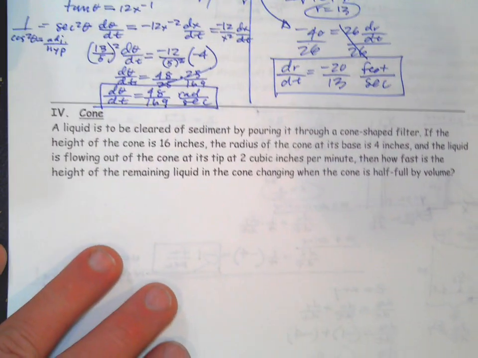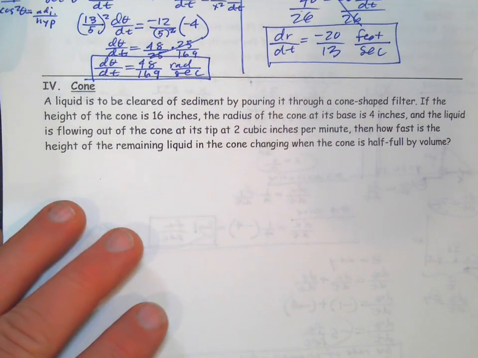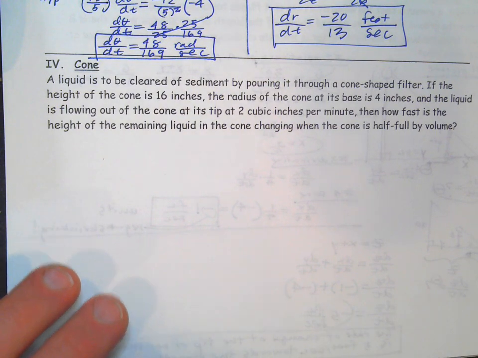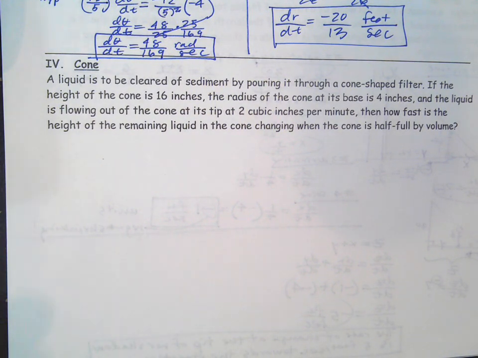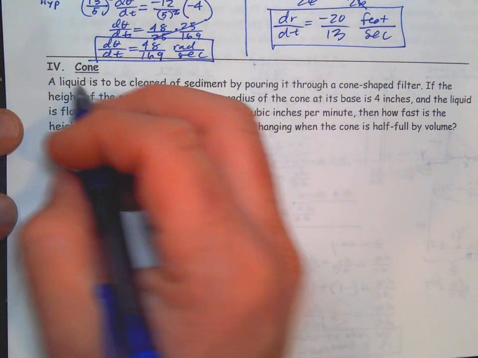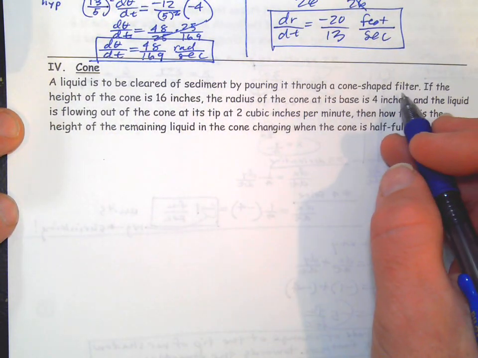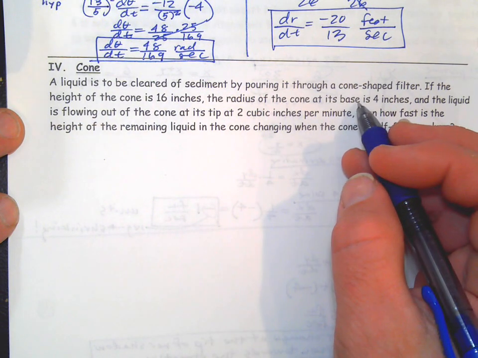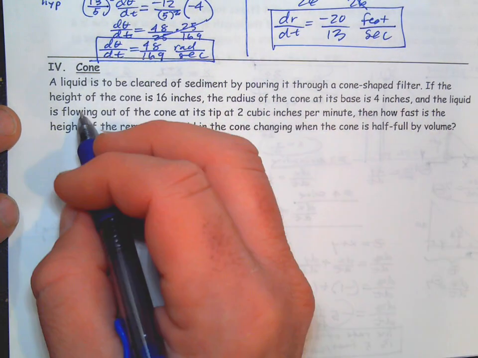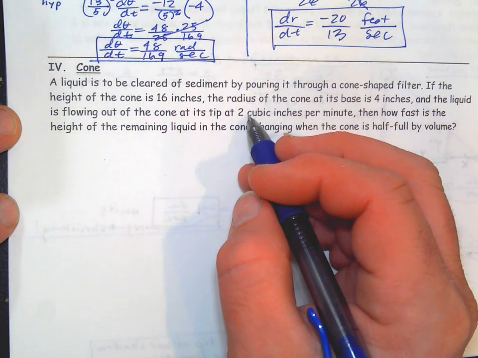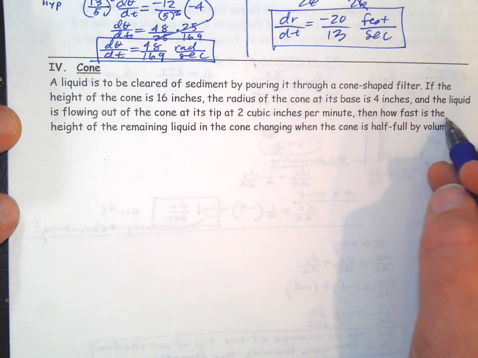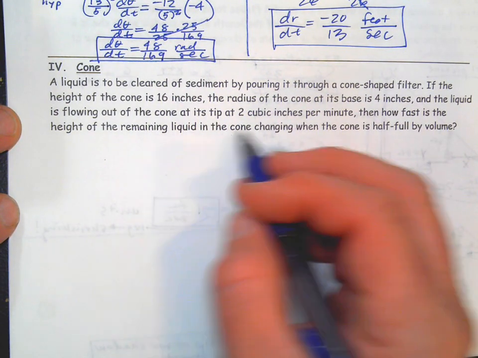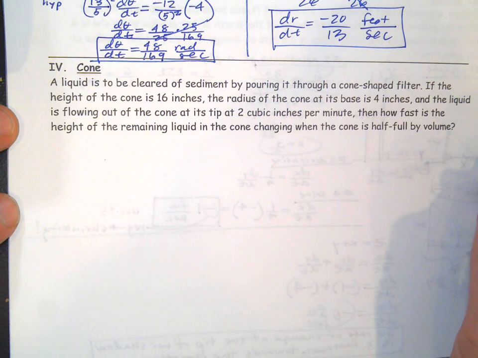Now, cone problems are very common, and cone problems have some issues and some ways to make the work a lot easier. Liquid is being cleared of sediment by pouring it through a cone-shaped filter. If the height of the cone is 16 inches, the radius of the cone at its base is 4 inches, and the liquid is flowing out of the cone at its tip at 2 cubic inches per minute, then how fast is the height of the remaining liquid in the cone changing when the cone is half full by volume?